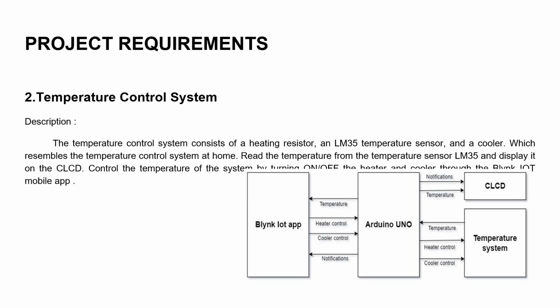Next comes the temperature control system. The temperature control system uses an LM35 temperature sensor, a heater resistor, and a cooler. It reads real-time temperature data, displays it on both the CLCD and the Blynk app, and allows remote control through the IoT app. Users can switch the heater and cooler on or off from their phones.